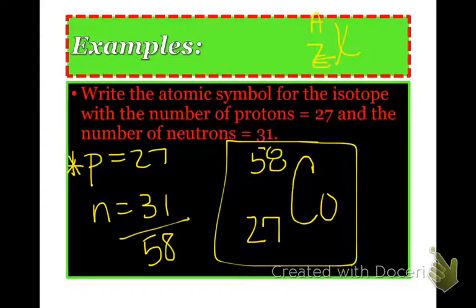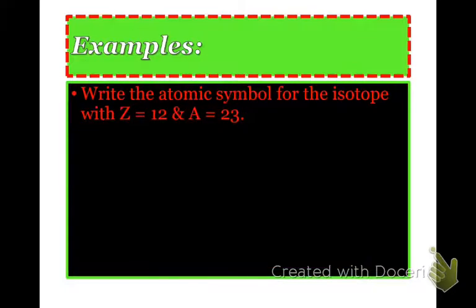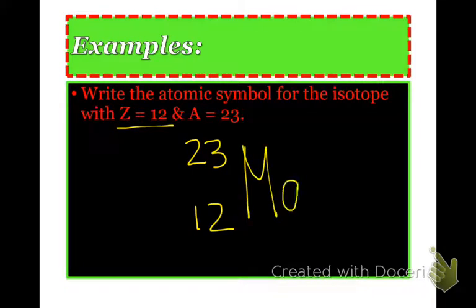Okay. Let's try another one. Write the atomic symbol for the isotope Z equals 12 and A is 23. Wow, this one they're even trying to take it easy on you. They gave you the A, which remember goes in the top corner, so 23. They gave you the Z, which goes in the bottom corner, 12. So all we have to do is look up the atomic symbol, which is based off of Z, your number of protons, which is 12, which is Mg. So there you go. Looks like that.